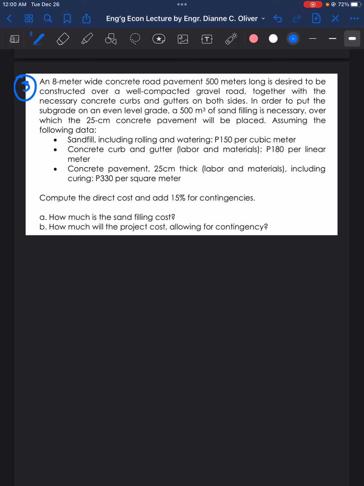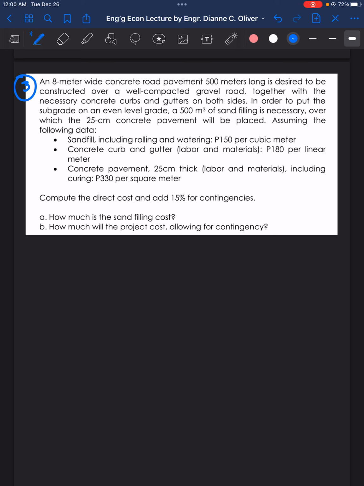Assuming the following data, sand fill, including rolling and watering, is 150 pesos per cubic meter. Concrete curb and gutter, labor and materials, that will be 180 pesos per linear meter. Concrete pavement, 25 centimeters thick, labor and materials, including curing, that will be 330 pesos per square meter. Compute the direct cost and add 15% for contingencies. Letter A, how much is the sand filling cost? And letter B, how much will the project cost, allowing for contingency?